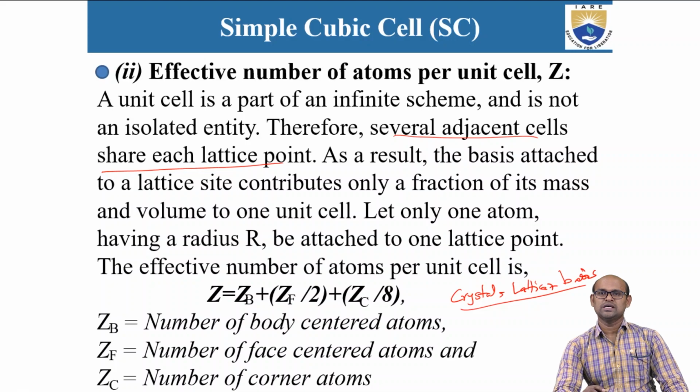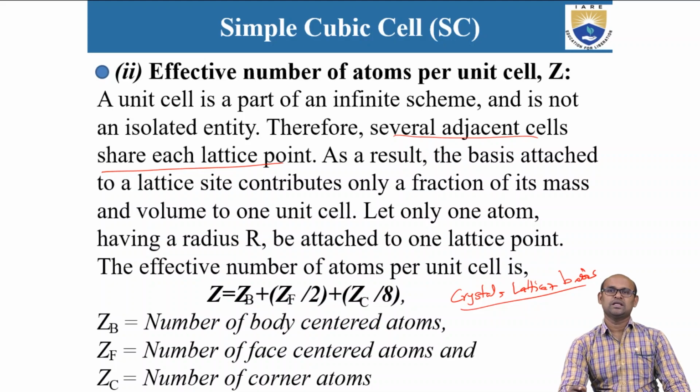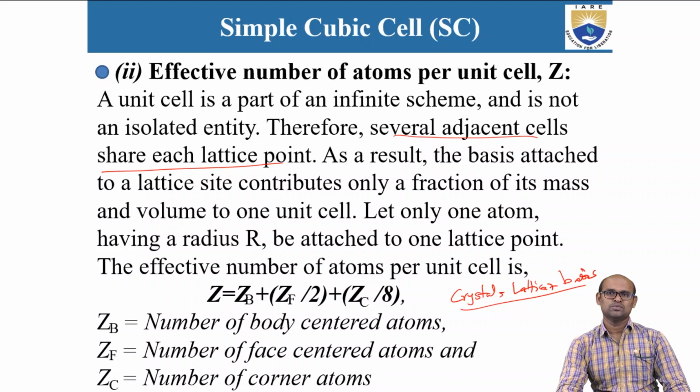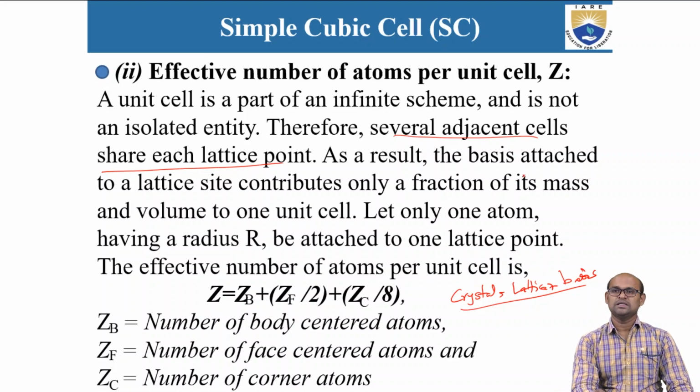So because the unit cell is not an isolated entity, the unit cell is a part of an infinite scheme. So each of the lattice points is shared by its neighboring unit cells, right? So as a result, this lattice site contributes only a fraction of its mass to one unit cell.